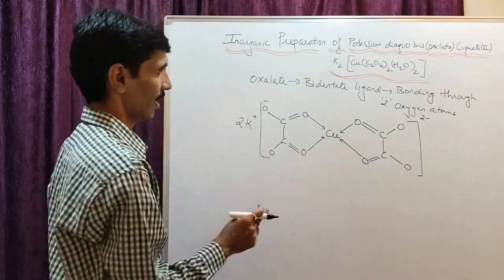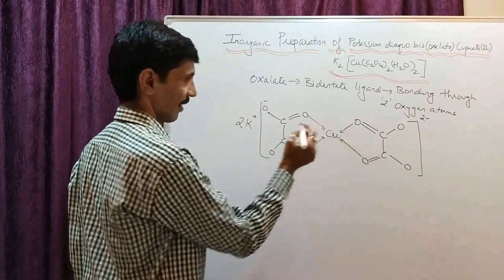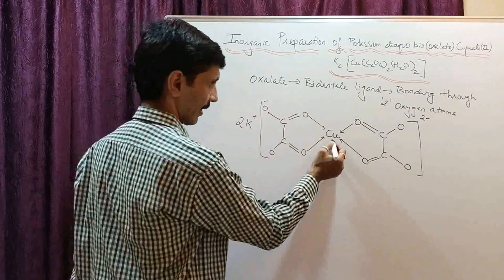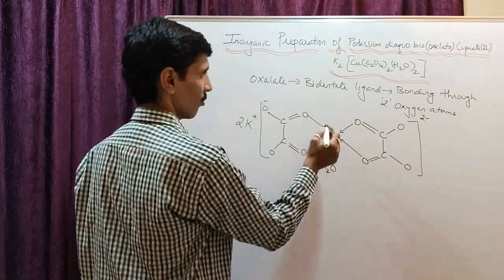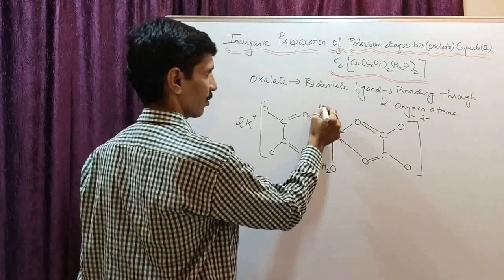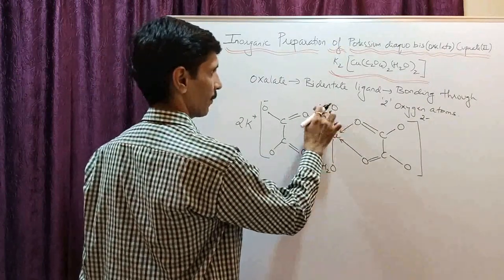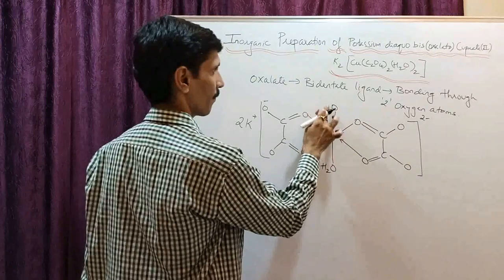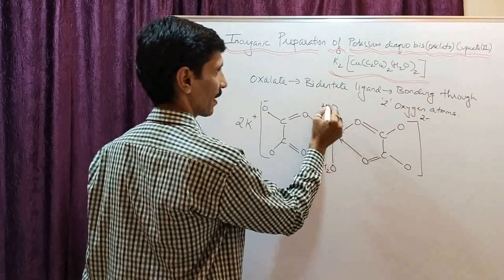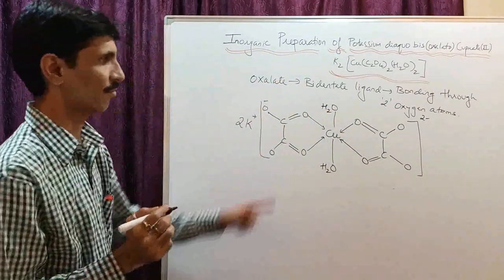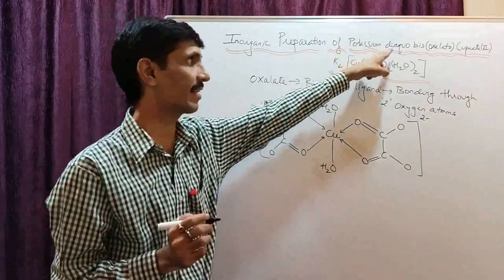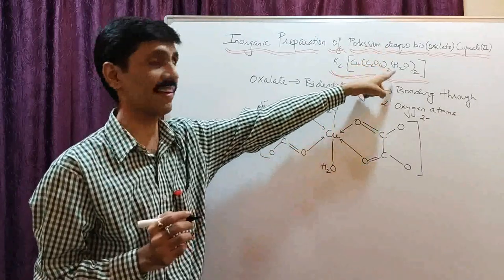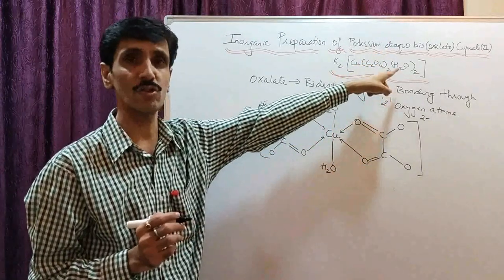So these are the four coordination sites which I have shown with respect to copper, and then of course there are going to be two water molecules. This is the way we show the water molecule, H2O. So there are 4 oxygen and 2 coordinated water molecules, and that's the reason we say it is diaquo. If you check in the formula also, it is H2O twice.